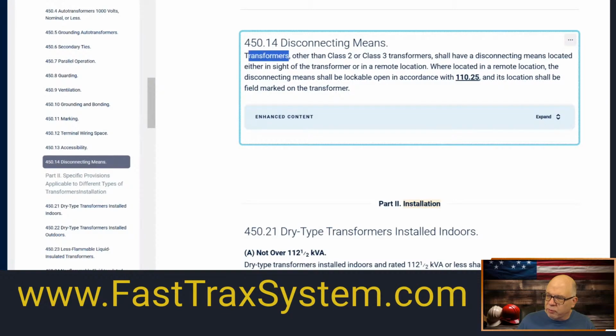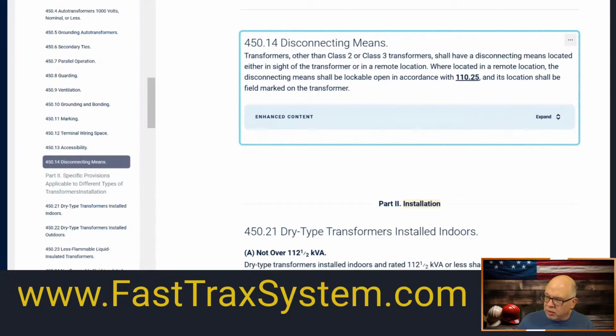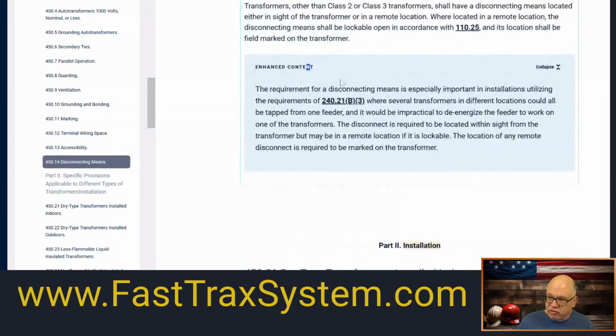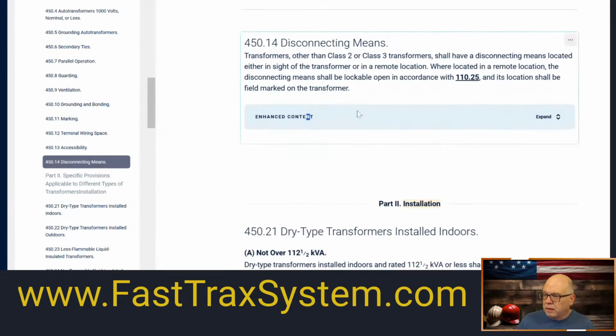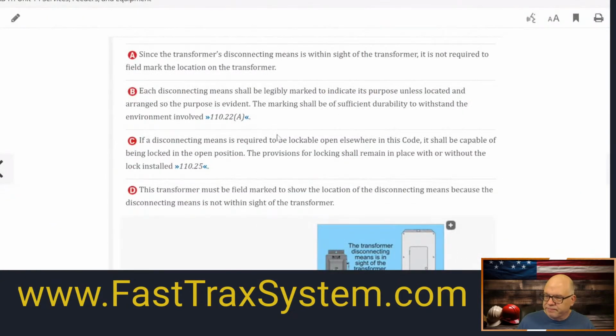So transformers, and again, we're not talking about these types, transformers in general shall have a disconnecting means located either in sight of the transformer or in a remote location. Where the location is remote, the disconnect shall be lockable open in accordance with 110.25. Okay, so here you see some additional commentary, in case you need this additional commentary. All right, so let's go back here to the lesson. All right, so we have to have that disconnect.